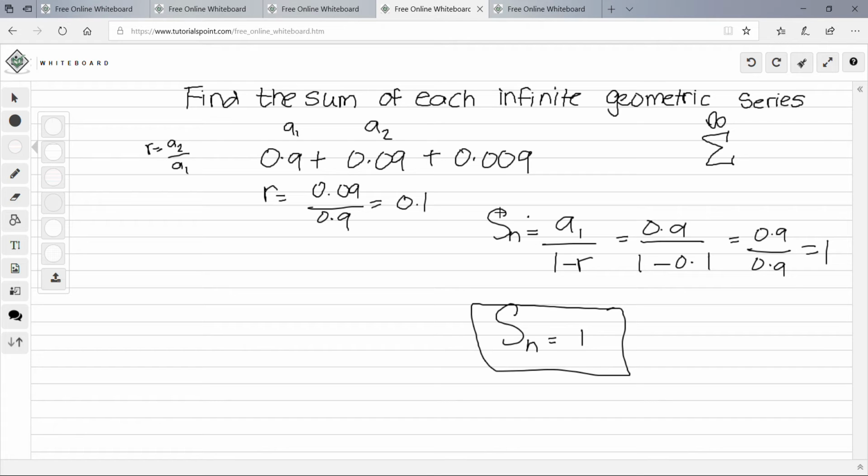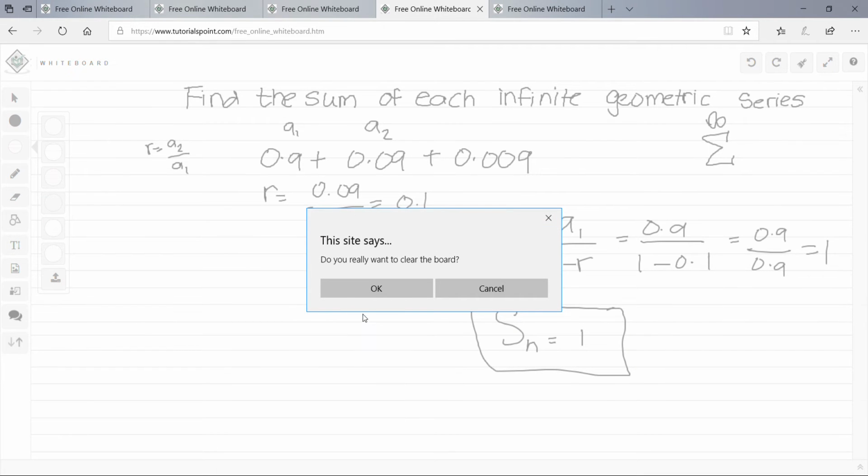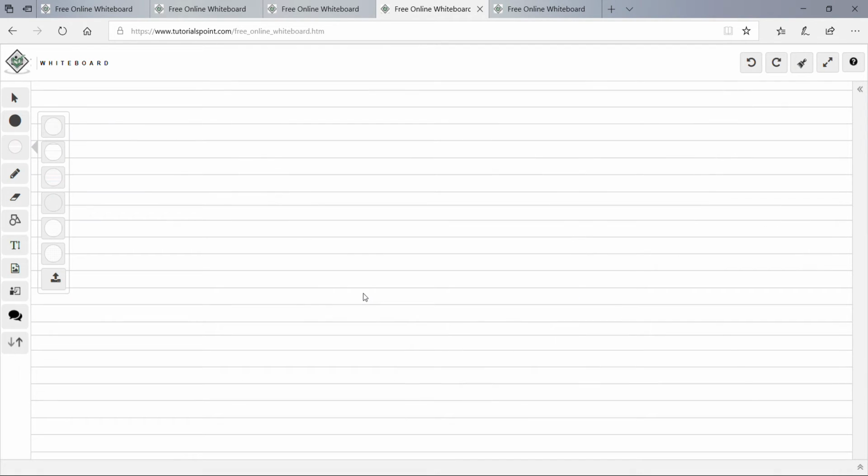Let's try another one. I'm going to clear the board. Same rule, find the sum of each infinite sequence. But let's say we were given this one. Now this is in summation notation. So it goes from 1 to infinity. So the first term, we start at 1. And then this is our equation.